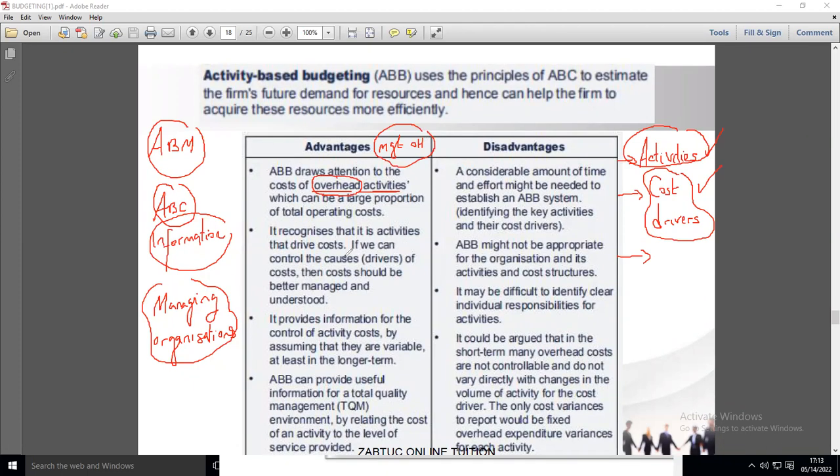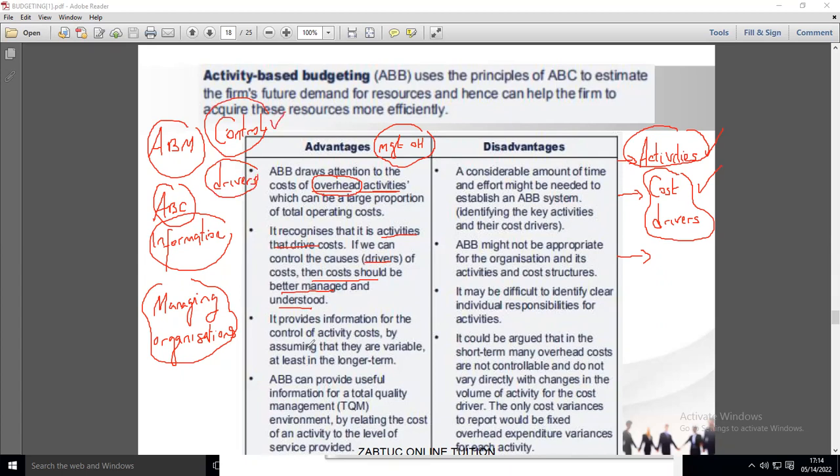It recognizes that it is activities that drive costs. So here we're saying we must talk about activities. If we can control the causes which are drivers of cost, then costs should be better managed and understood. So remember, what is one of the core uses of budgeting? Control. By focusing on cost drivers, we can improve that aspect.